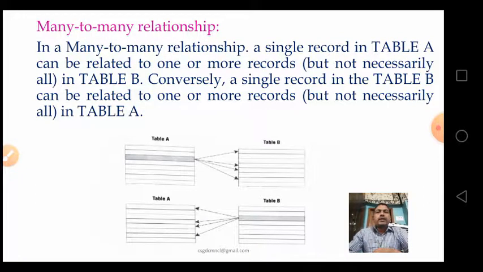Next, the many-to-many relationship. This is the third relationship in DBMS. In a many-to-many relationship, a single record in table A can be related to one or more records in table B. At the same time, a single record in table B can be related to one or more records in table A. That is called a many-to-many relationship.